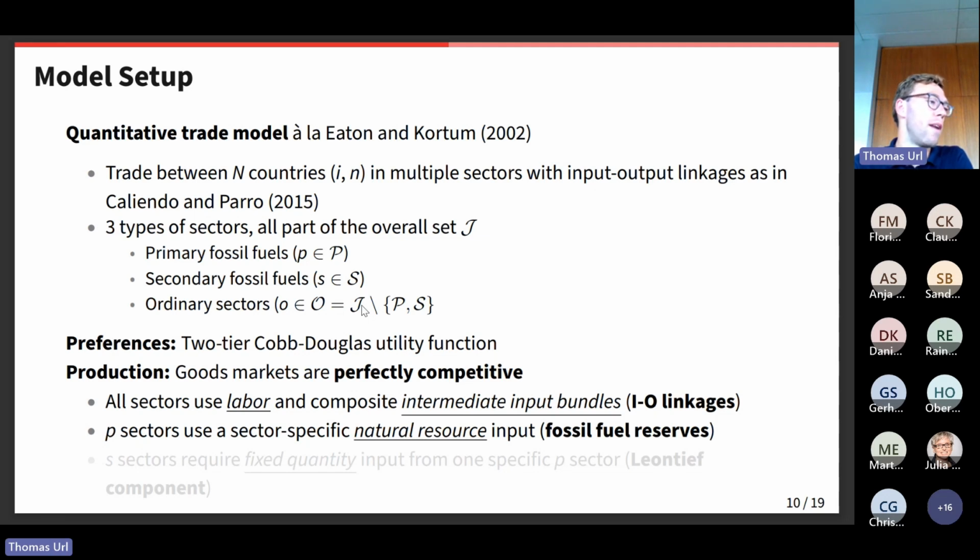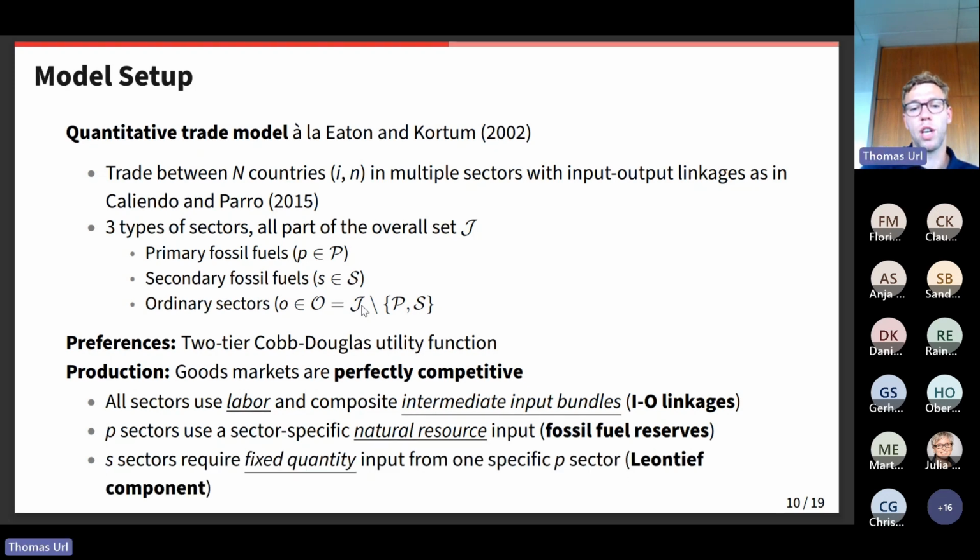without manufacturing, that are crude oil or coal, for example, while secondary fossil fuel sectors are the products further down the supply chain, like petroleum, which needs to be manufactured out of crude oil. And the secondary fossil fuel sectors require a fixed quantity of a primary fossil fuel input, as in this example of crude oil for the petroleum production.